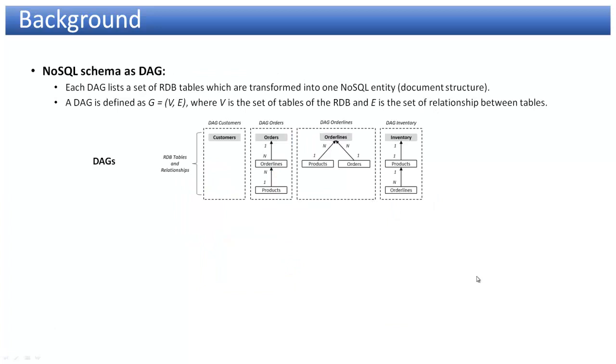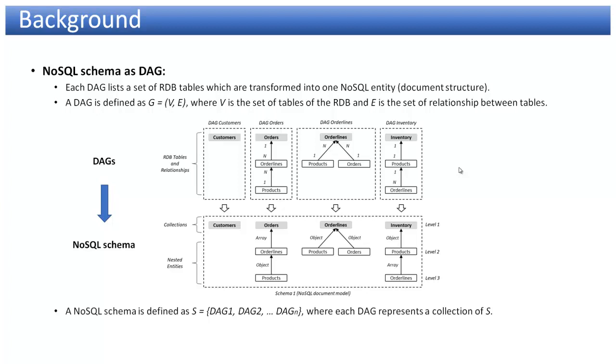This slide shows how we define a NoSQL schema using DAG. In the figure, you can see 4 DAGs composed of RDB entities and their relationships: the DAGs customers, orders, order lines, and inventory. Each DAG lists a set of RDB tables which are transformed into one NoSQL entity, representing document structure or NoSQL schema. A DAG is defined as G = (V, E), where V is the set of tables of the RDB and E is the set of relationships between tables.